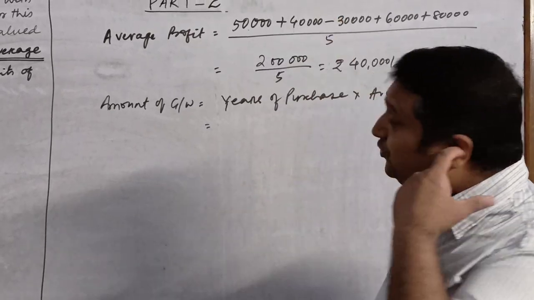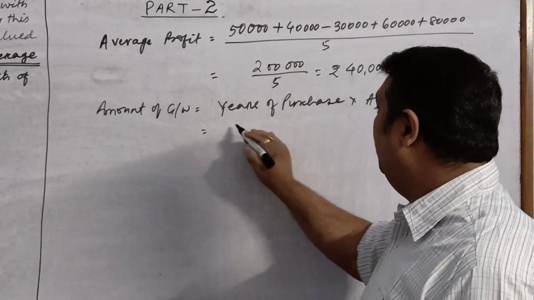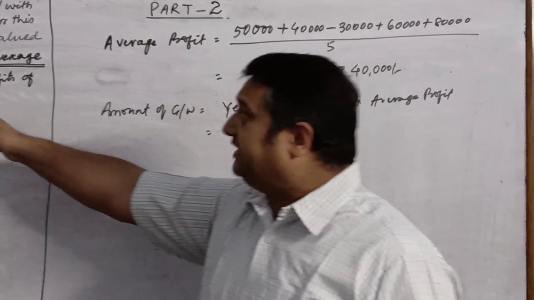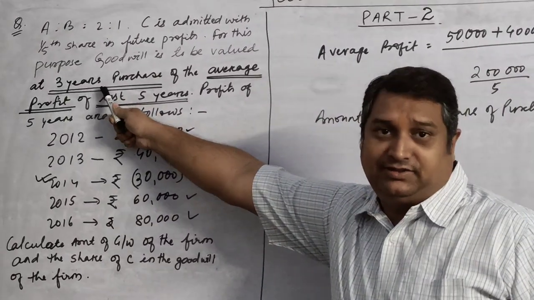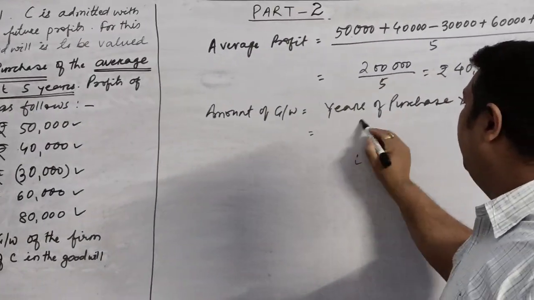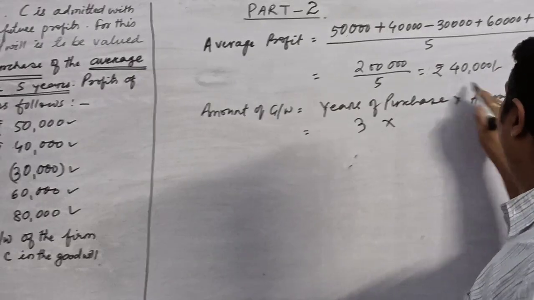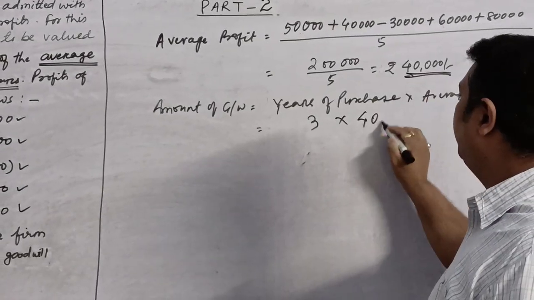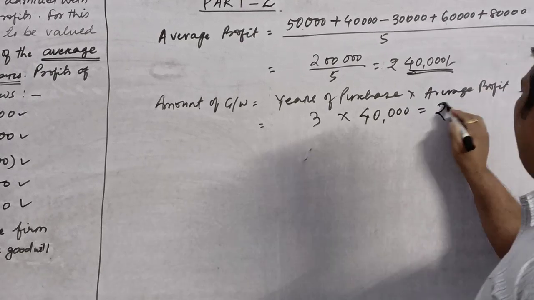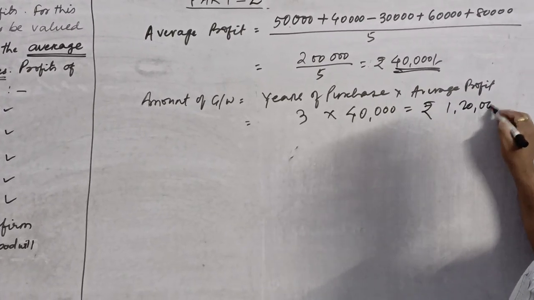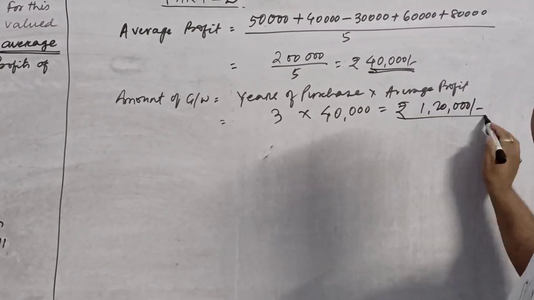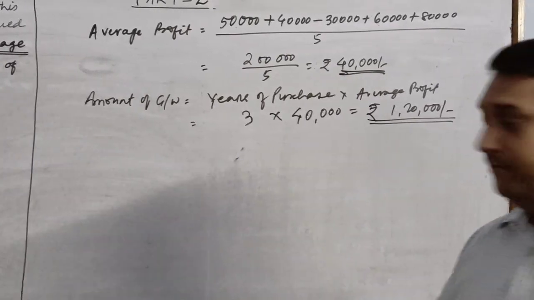First of all, you are supposed to write the formula and then put the value. Here, years of purchase as given in the question is 3 years. So we will write 3 into the average profit which we calculated, which was rupees 40,000. So our amount of goodwill is rupees 1,20,000. This is the goodwill of the firm.